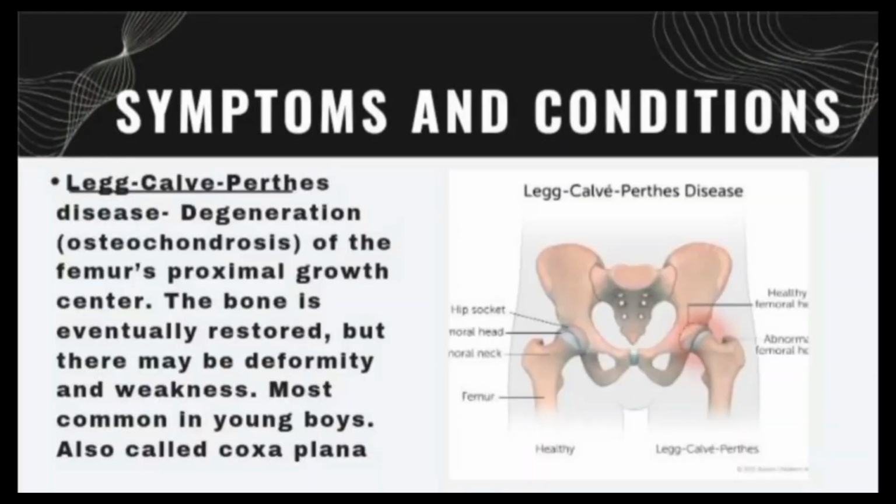Next is Legg-Calvé-Perthes disease. It is the degeneration of the femur's proximal growth center. The bone is eventually restored, but there may be deformity and weakness. It is most common in young boys and is also called coxa plana. Legg-Calvé-Perthes disease is a rare condition in which the ball-shaped head of the thigh bone, or the femoral head, temporarily loses its blood supply.